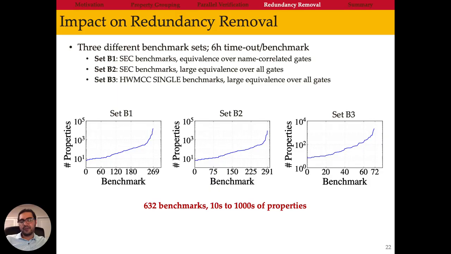We utilize 3 different benchmark sets in our analysis. Sets B1 and B2 are difficult SEC benchmarks that differ in how the initial equivalences are established over the intermediate design points. Benchmark set B3 is a selection of benchmarks from the model checking competition. Although these benchmarks are single property benchmarks, we utilize them in our analysis to demonstrate the impact of our techniques for redundancy removal to speed up functional property verification. Our overall evaluation set consists of 632 benchmarks that have properties ranging from a few tens to thousands of properties.